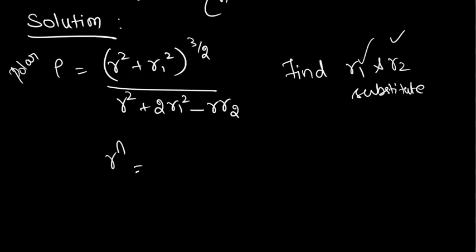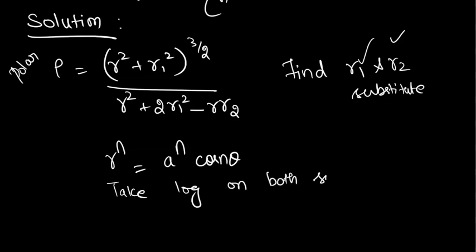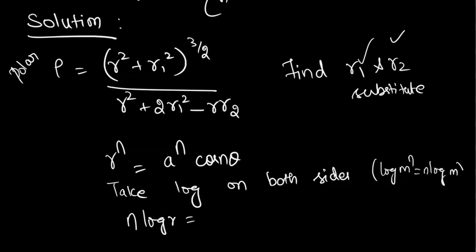Since you have this r^n = a^n cos nθ, always remember to take log on both sides, like how we found the angle between two polar curves. So same procedure, take log on both sides. Before differentiating any polar, always take log. Sometimes without taking log also you can solve. And the log m^n formula is what? n log m. So log of r^n is n log r by using this formula.